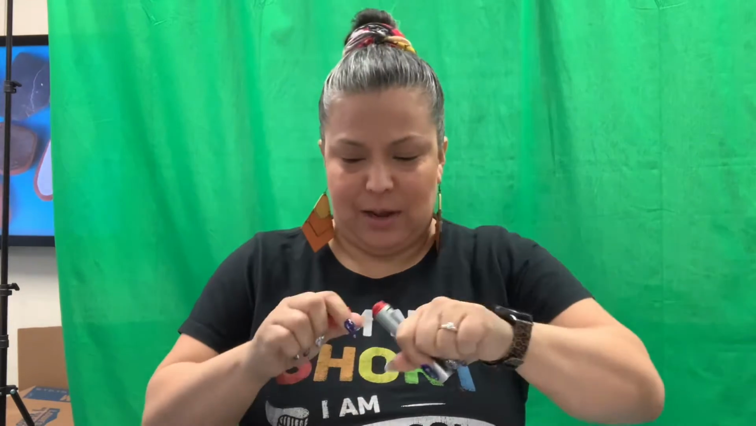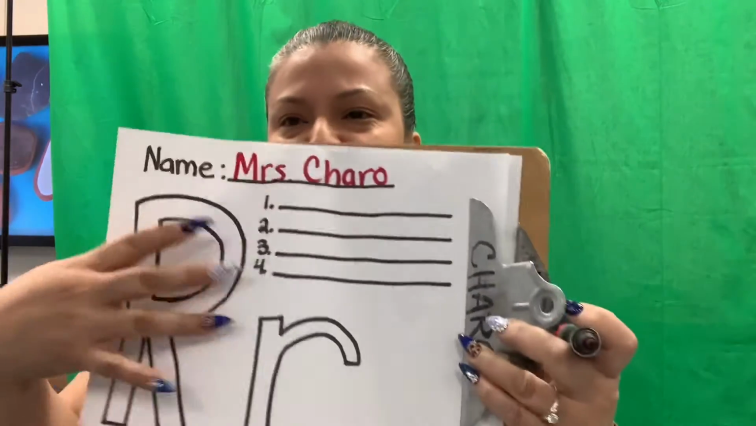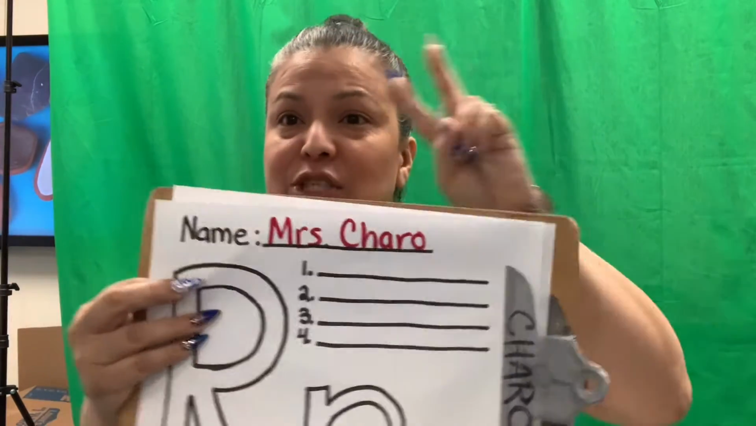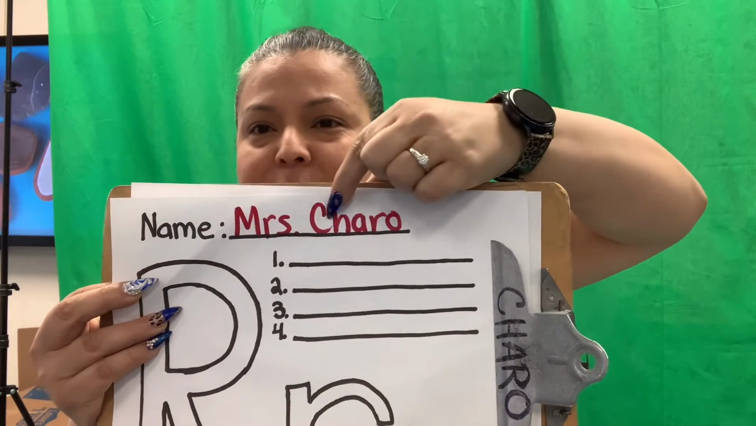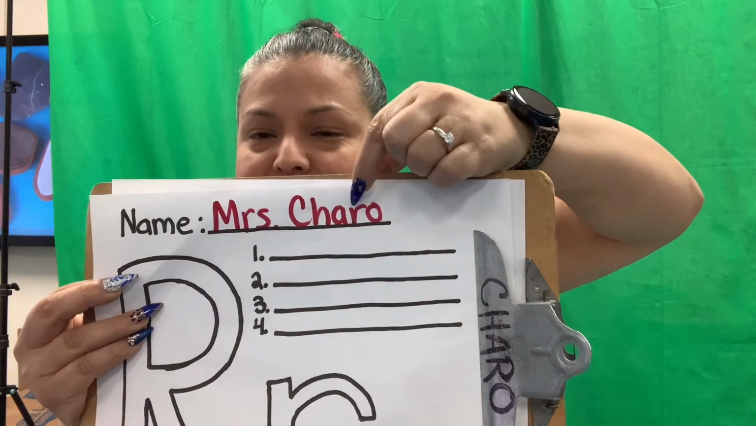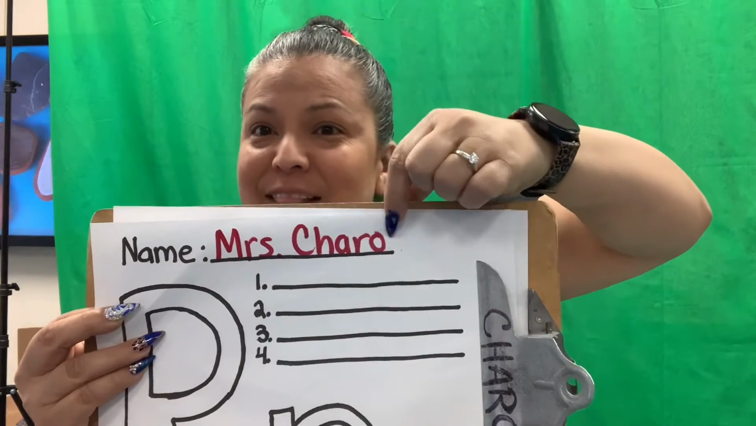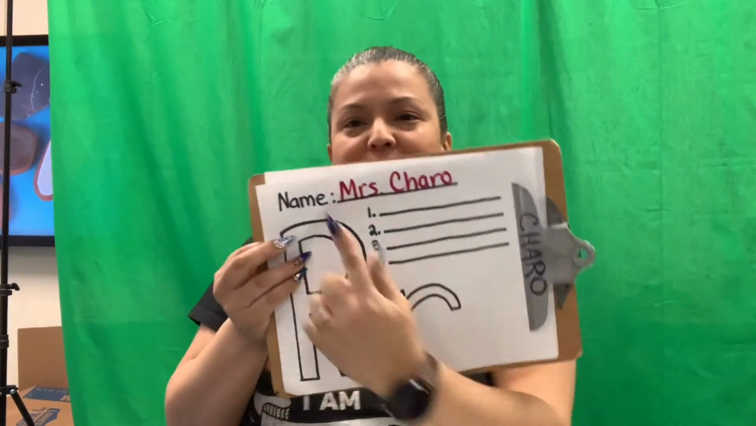And then, let me see, Miss Charo's going to write her name right up top. Okay, Mrs. Charo. Guess what? My name actually has an R in it too. It's got two R's. Look, in the word Mrs., I have a lowercase r. And in my last name, Charo, I got a lowercase r too. Right there. All right, so I wrote my name.